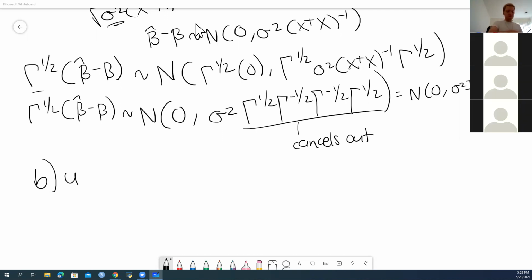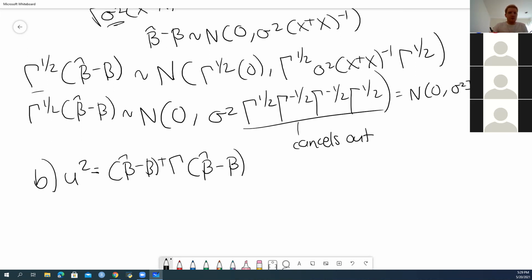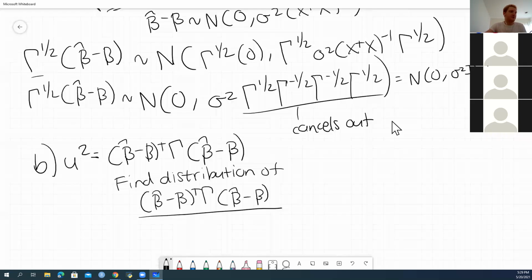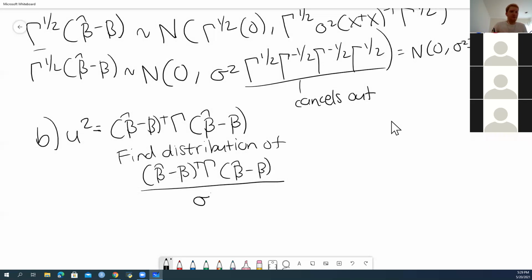Okay, sorry about that. So we have that U squared is equal to beta hat minus beta transpose gamma, capital gamma, beta hat minus beta. We want to find the distribution of beta hat minus beta transpose gamma, beta hat minus beta over sigma squared. So sigma squared is as defined before. Okay. So let's figure that out.